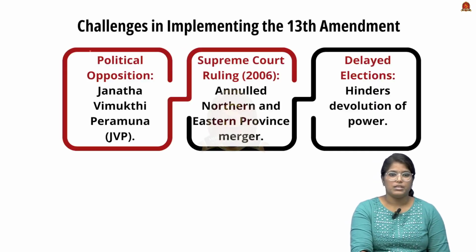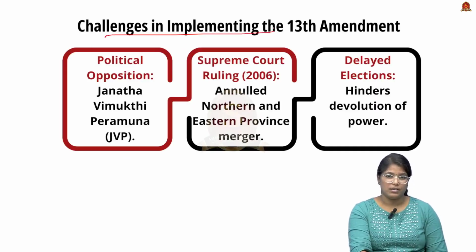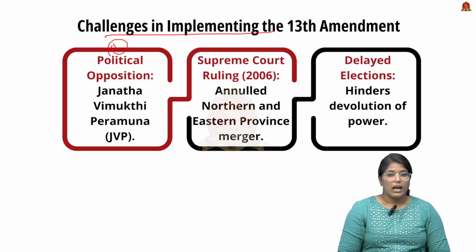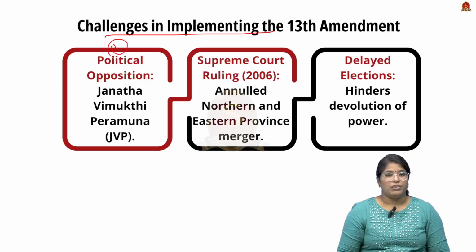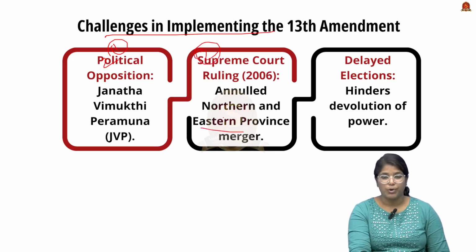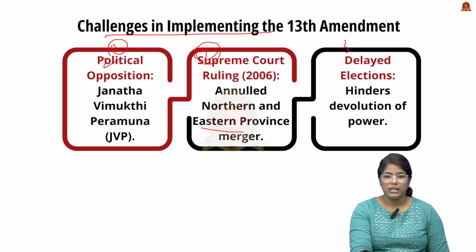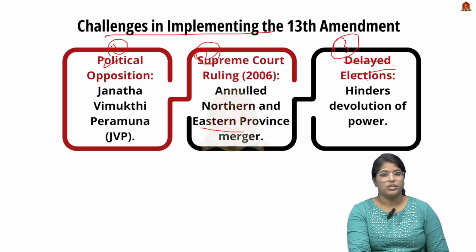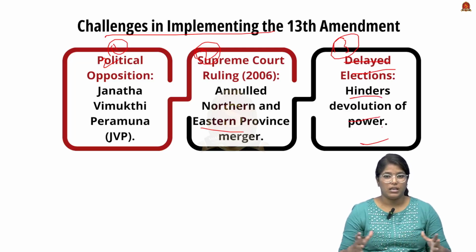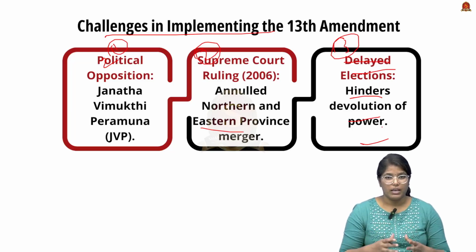Now, moving on, we shall see about the challenges in implementing this 13th Amendment. See, the first thing is political opposition. They are actually keeping alive the conflict, which is a very big challenge. Secondly, the Supreme Court's ruling has annulled the North and South province merger. And thirdly, the delayed election is actually hindering the devolution of power. So we have three different challenges which need to be addressed very promptly.